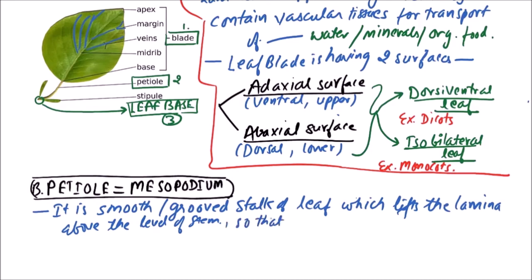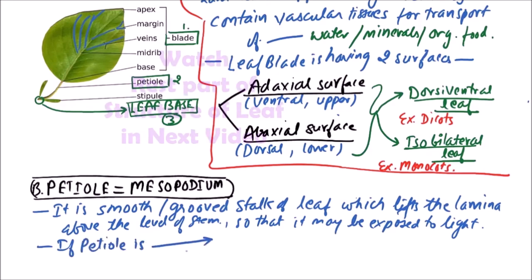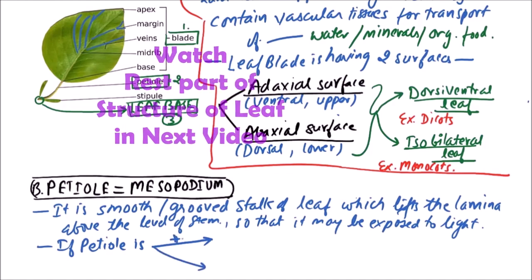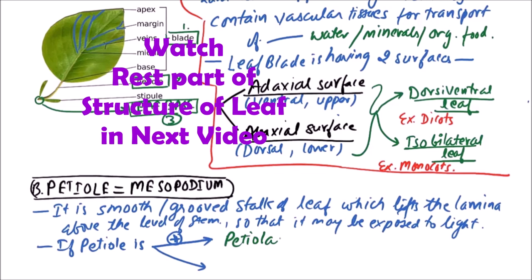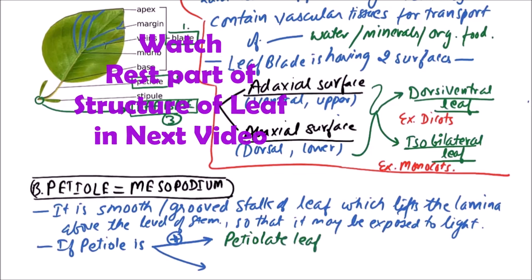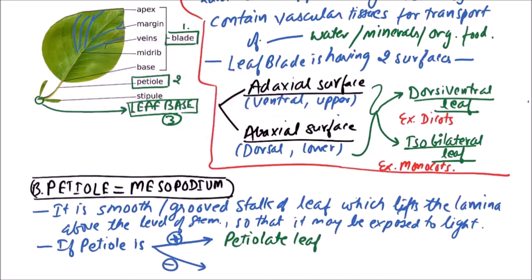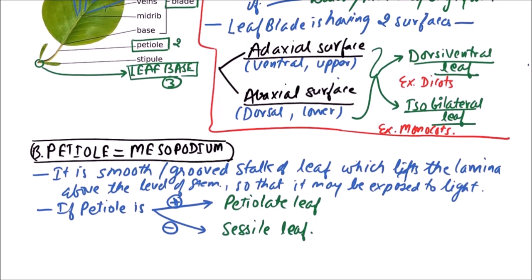so that it may be exposed to sunlight. If petiole is present, then the leaf is termed as petiolate leaf, and if it is absent, then leaf is known as sessile leaf. So this is the petiole or mesopodium.